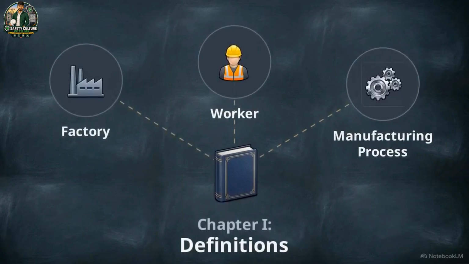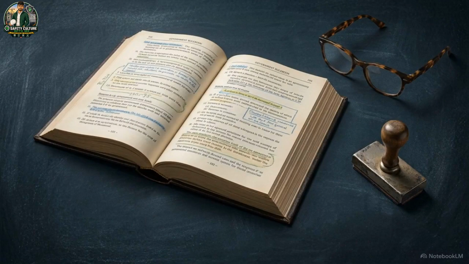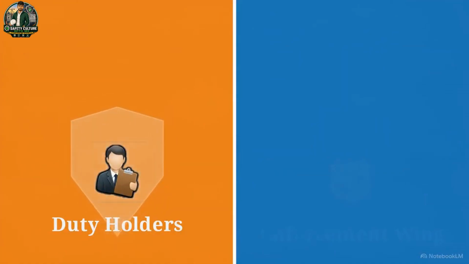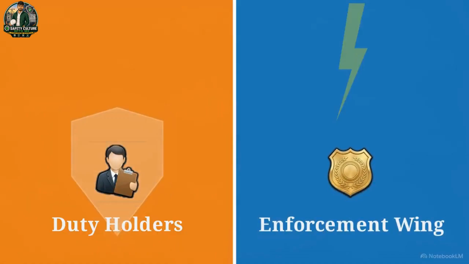or a manufacturing process. Now, Chapter 2 introduces the actual enforcement mechanism, the statutory rules that govern how those definitions are policed. This system is built on the tension between two opposing domains. On one side, the duty holders, who bear absolute, proactive responsibility. On the other, the state's enforcement wing, armed with the power to intervene.